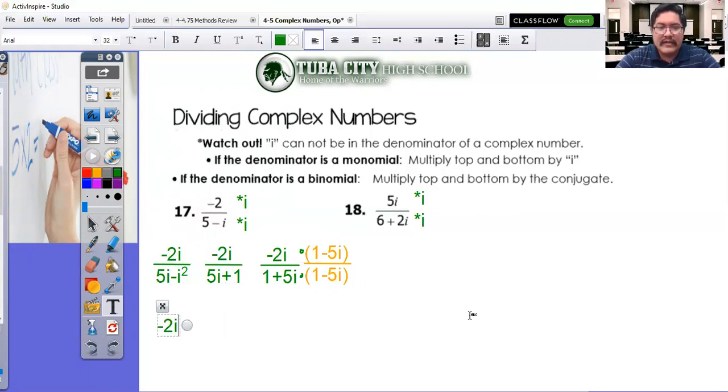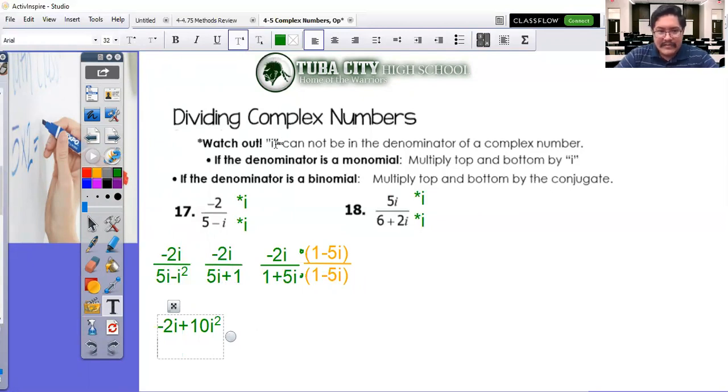So that's going to be negative 2i. And then time to multiply the second one. So that'd be negative 2i times 5i. So negative times negative is positive. i times i will be i squared. And that's our new top number.